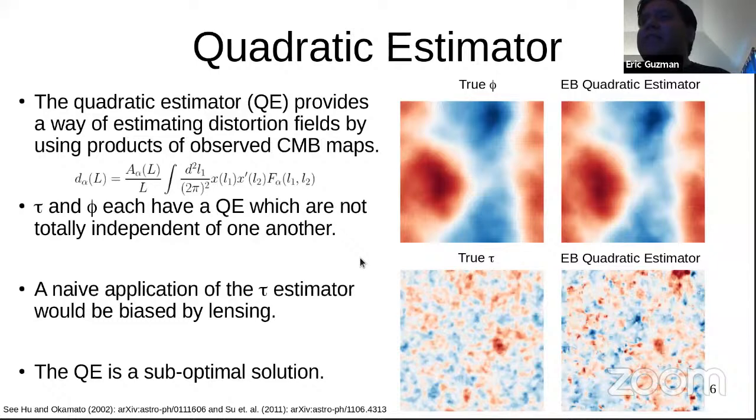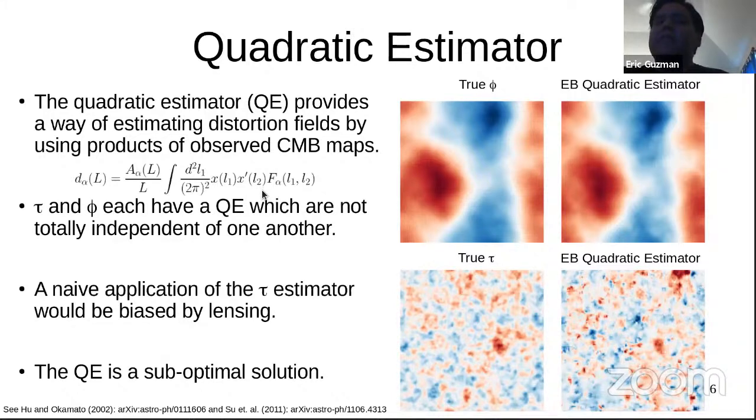And the current standard method for such reconstructions is the quadratic estimator, which is defined by this equation for the lensing potential, or in this case, the deflection field. And so the quadratic estimator creates an estimate of the distortion field by using products of observed CMB maps. So in this case, x and x prime would be your observed CMB maps. F is just a weighting function, and A is an overall normalization.